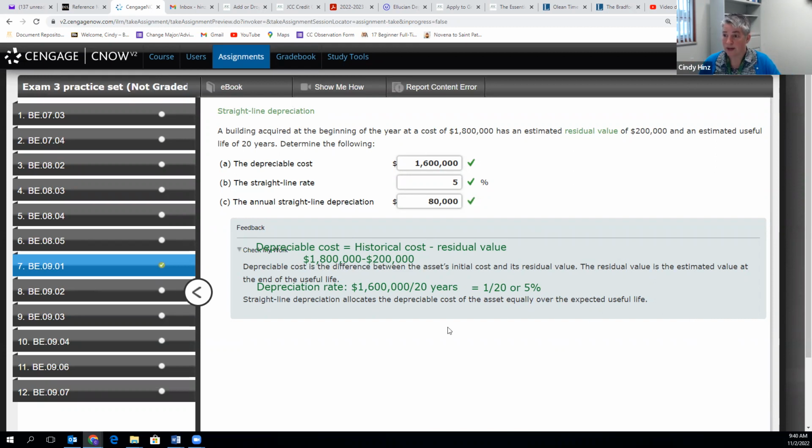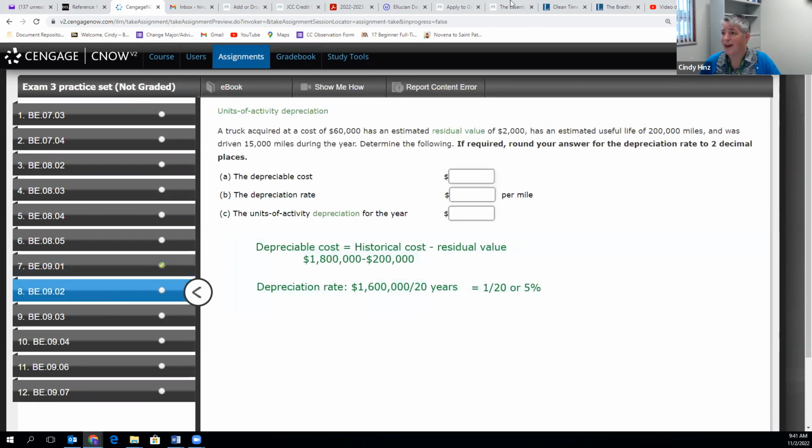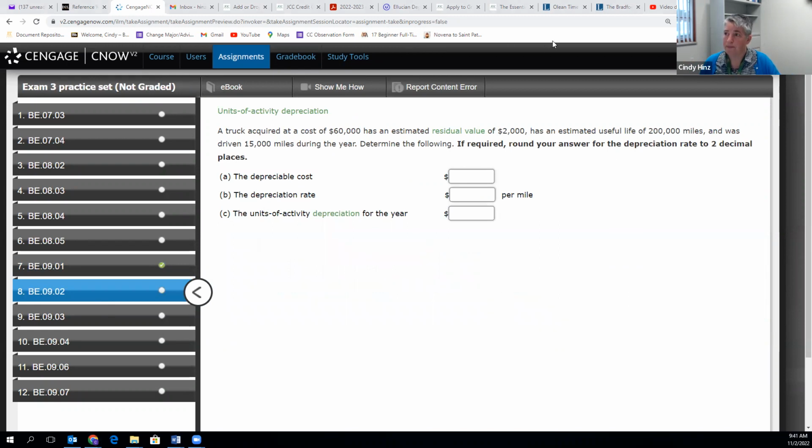So that's straight line depreciation. It's called straight line because we report exactly the same amount every year, as long as it's a full year. And we spread that full depreciable cost evenly, or in a straight line, across the estimated useful life.